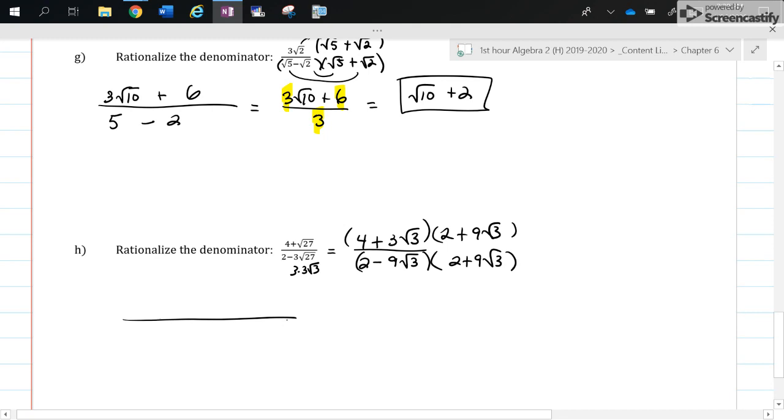And we're going to do exactly the same thing to the numerator. So it looks like we have a lot of multiplying to do. So let's do the numerator first. So I do first, 8, outer, 36 times the square root of 3. Inner would be 6 times the square root of 3. And last would be 3 times 9 is 27. 27 times 3. Nope, it's 81, sorry.